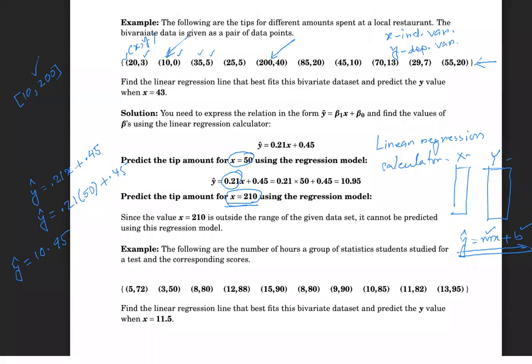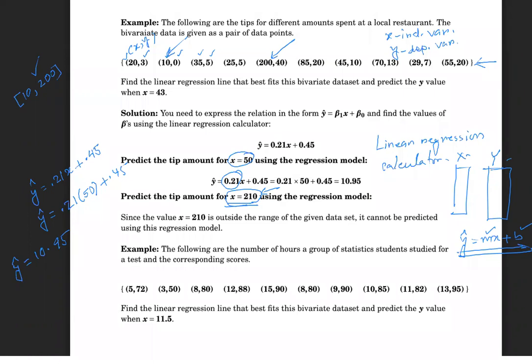However, 210 is not in that interval. So you cannot use this regression model to predict the tip amount for someone who spends $210. Okay, so that is the thing. Make sure that you are okay with it.